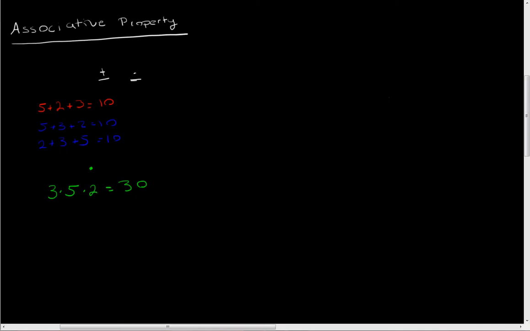Now if I had the exact same problem written as 2 times 5 times 3, I will still get the answer 30. The associative property basically just tells us all of these are interchangeable. We can flip these around however we want them. So if I did 5 times 3 times 2 again, I will still get the answer of 30. The associative property makes the addition and the multiplication interchangeable.